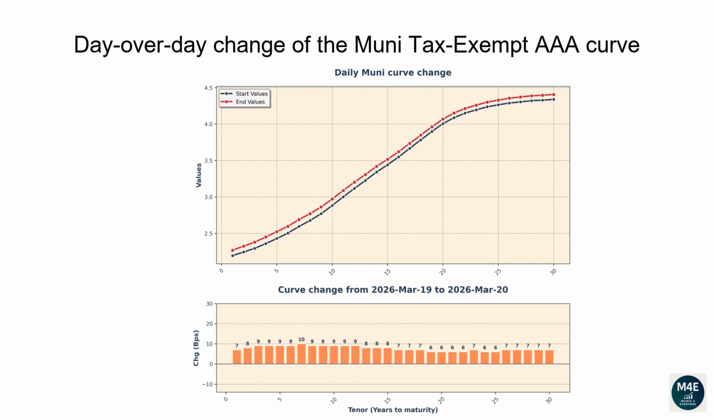The one-year tenor changed 7 basis points. The 2-year tenor changed 8 basis points. The 5-year tenor changed 9 basis points. The 10-year tenor changed 9 basis points. The 20-year tenor changed 6 basis points. The 30-year tenor changed 7 basis points.